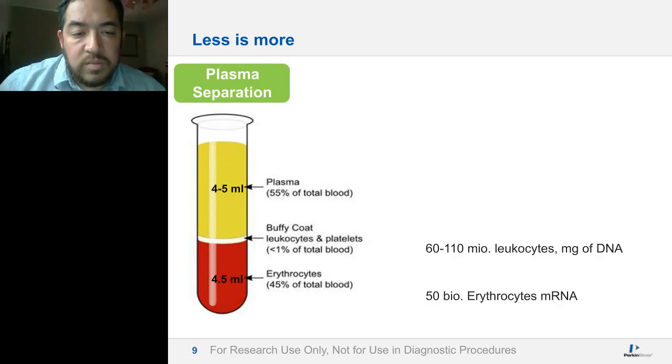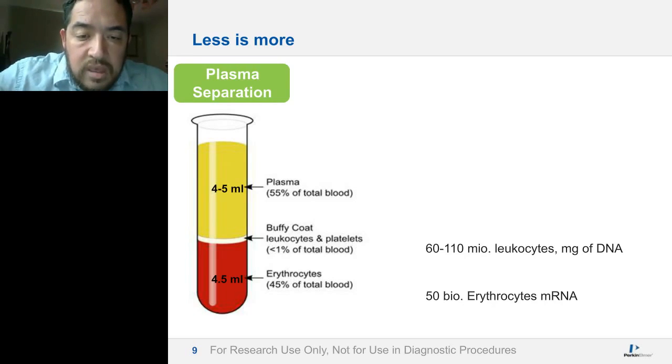Essentially with plasma you have water, proteins, electrolytes, and circulating cell-free DNA, which contains various forms of circulating cell-free DNA. There are 60 to 100 million leukocytes, or micrograms of DNA, found in the buffy coat, and then you also have a lot of mRNA found in the 50 billion erythrocytes. As I was saying, with the buffy coat, you really don't want to disturb this. So there are methods to either be very careful about removing the plasma through serological pipetting, or there are also automated measures using lasers or cameras in order to isolate the plasma without disrupting the layer, using specialized liquid handling platforms.